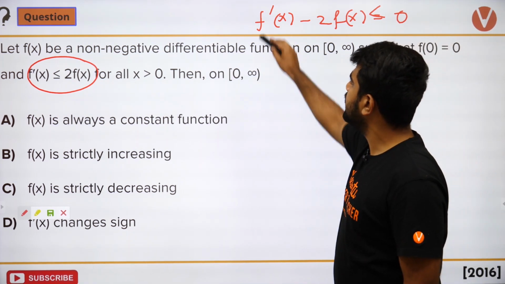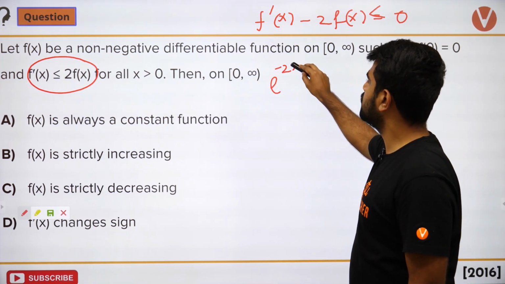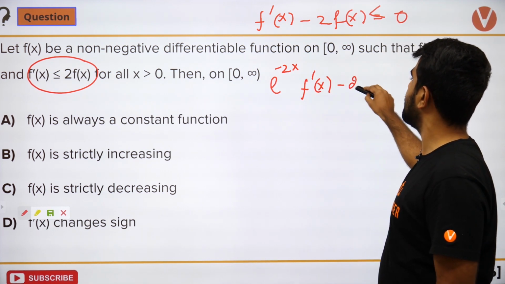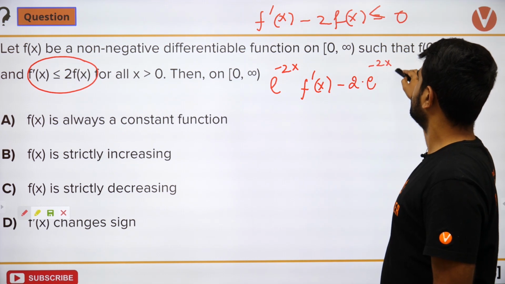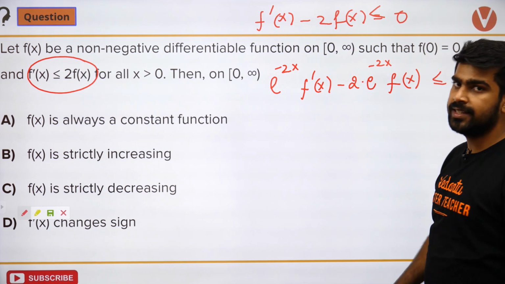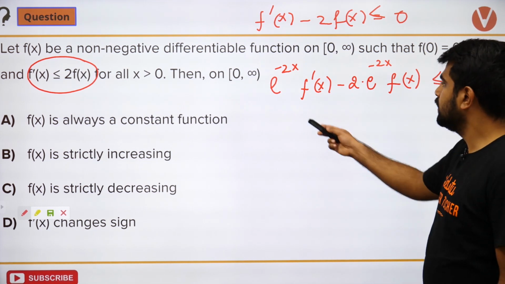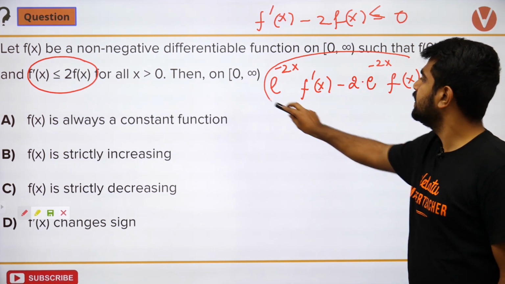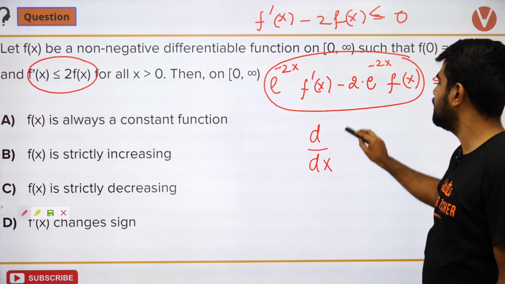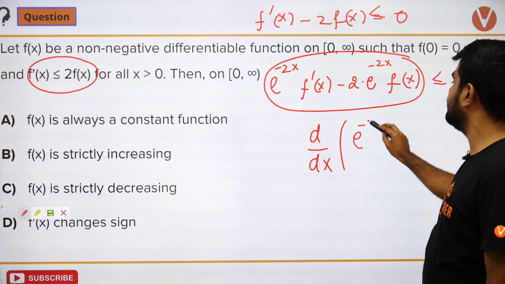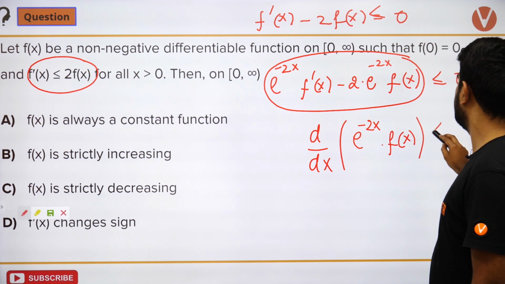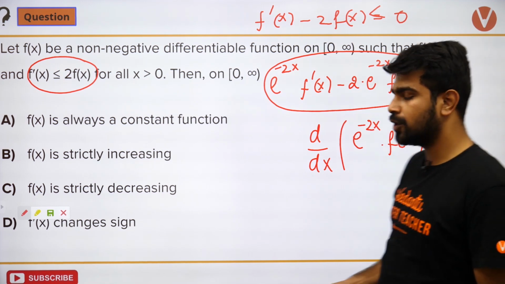Now I will multiply by e to the power minus 2x. So if I multiply by e to the power minus 2x, let's see what happens. And guys, this is a standard approach to solve these questions, so please keep that in mind. Okay? Now what I have here is actually the differential. What I have is nothing but the differential of e to the power minus 2x into f of x. Can you guys look at that and tell me whether it is correct or not?